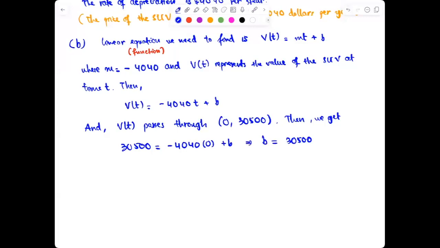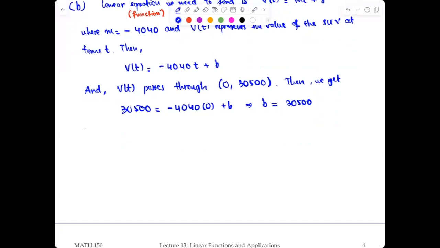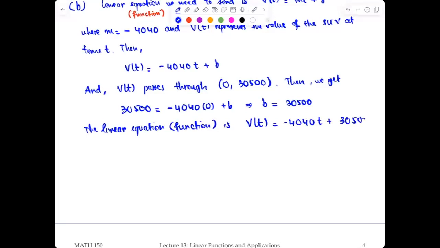Now we have enough information to say that the linear equation, or function, is V of t equal to negative 4,040 t plus b. In this case, b is 30,500.